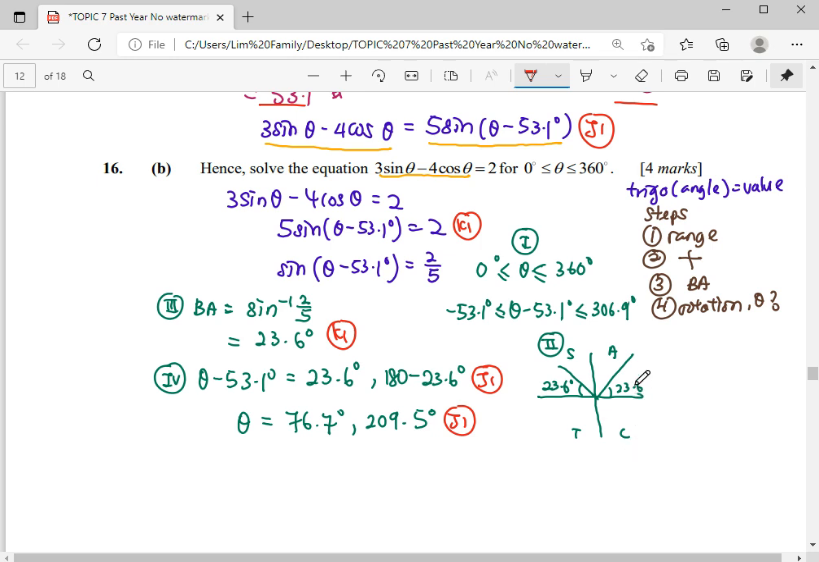So when this happens, we have to refer to our range correctly. That's why the first step and second step guide us to the correct answer, to let us see which is the quadrant involving the solution so we can do the rotation correctly. This is how we do the rotation correctly. When we open the first quadrant, it is 23.6. When I want to go to the second quadrant, I need to take 180 minus 23.6.